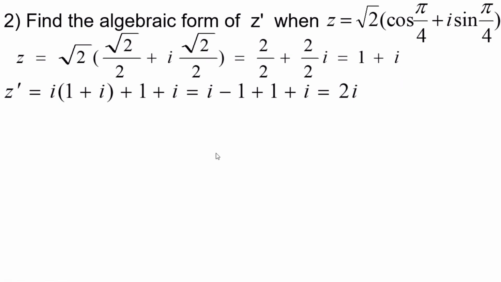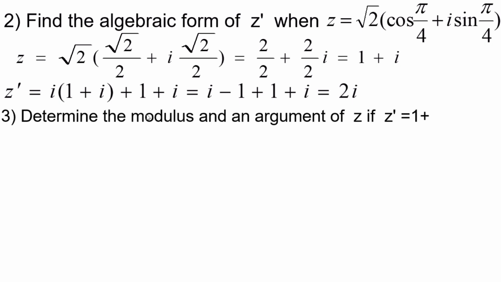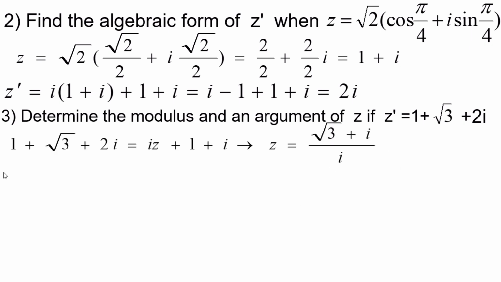Part 3. Determine the modulus and the argument of Z if Z prime equals 1 plus radical 3 plus 2I. Here we have to substitute Z prime, 1 plus radical 3 plus 2I, and we have to write the trigonometric form of Z. Substitute Z prime: 1 plus radical 3 plus 2I equal IZ plus 1 plus I.